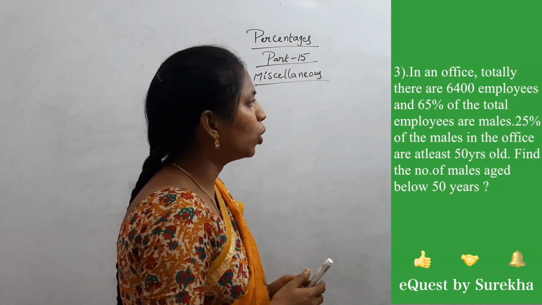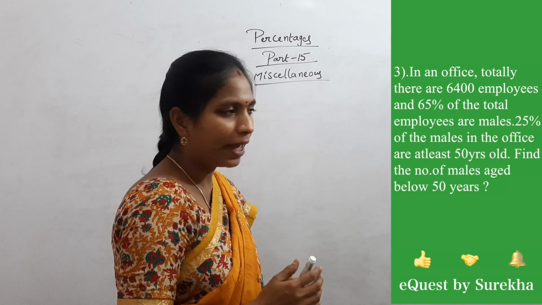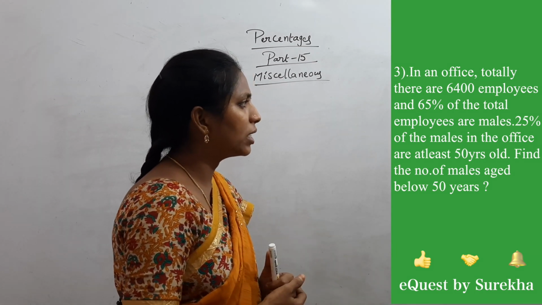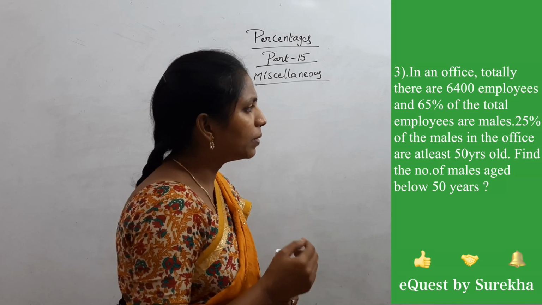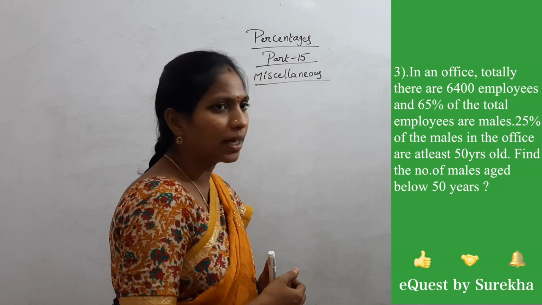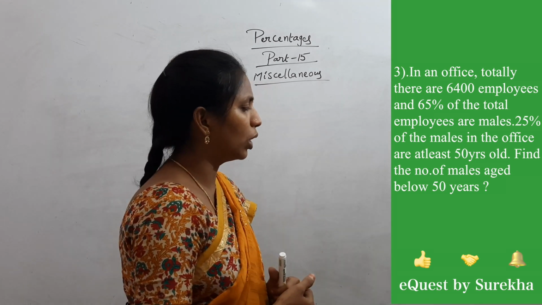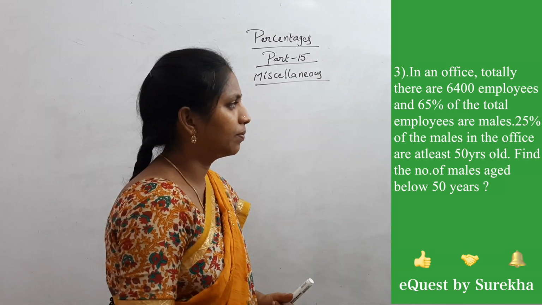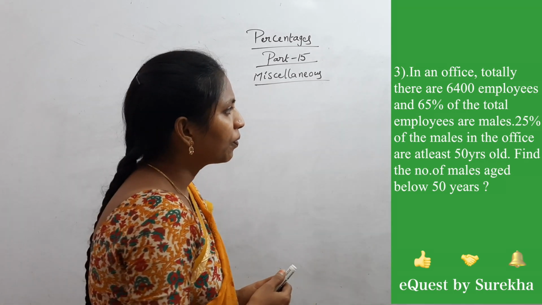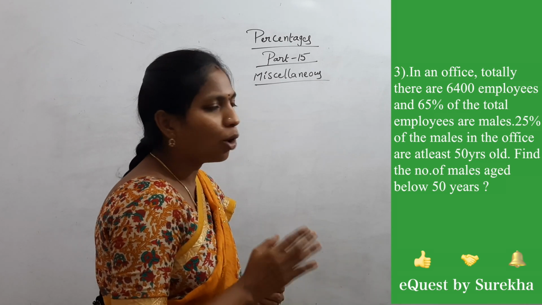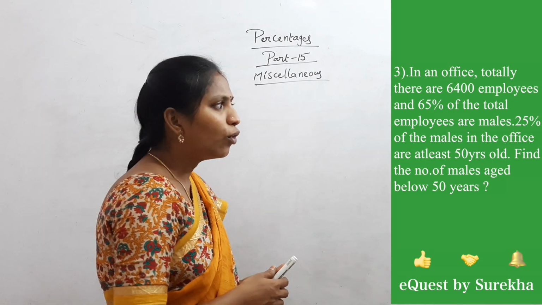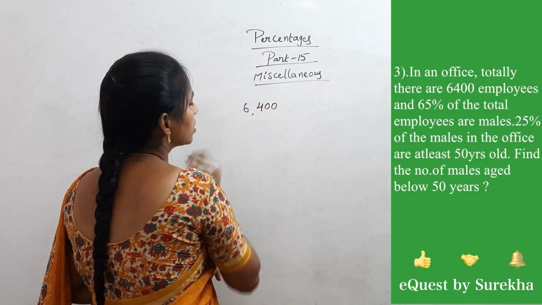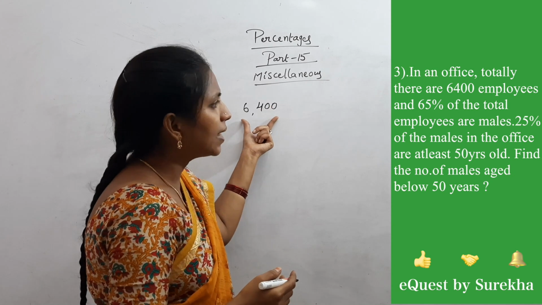In an office, totally there are 6,400 employees. And 65% of the total employees are males. 25% of the males in the office are at least 50 years old. Find the number of males aged below 50 years. See, very interesting question. In an office, totally there are how many employees? 6,400 employees.